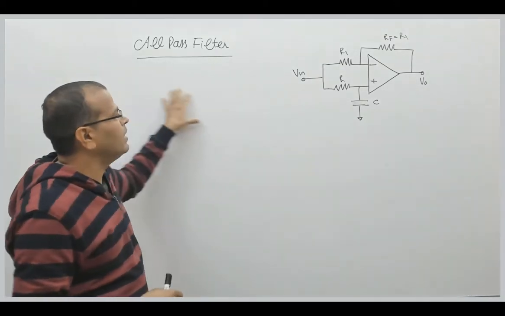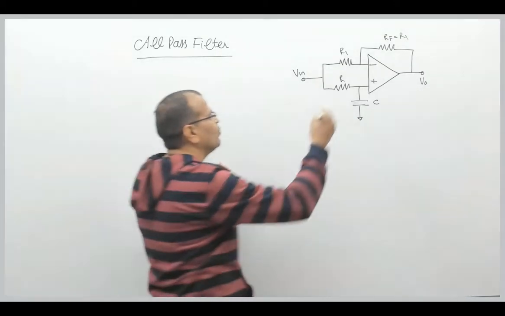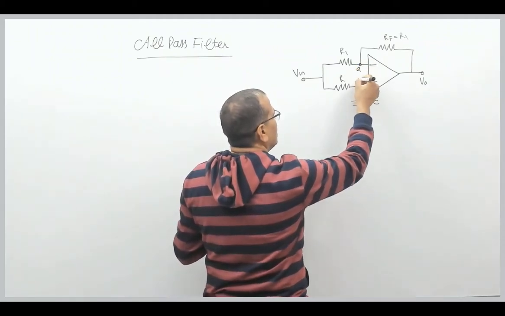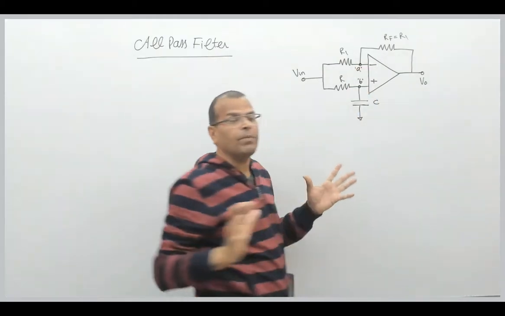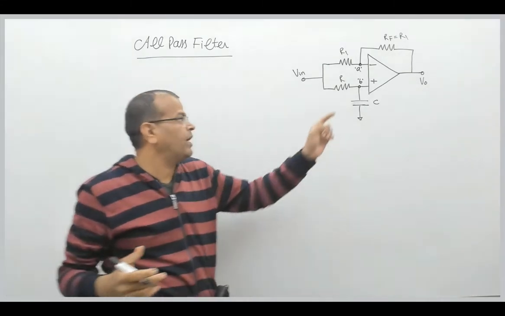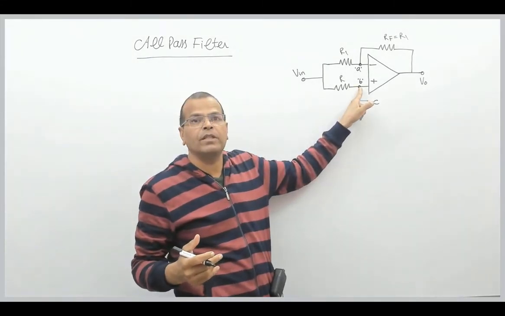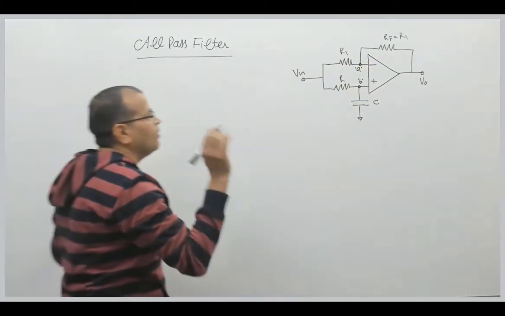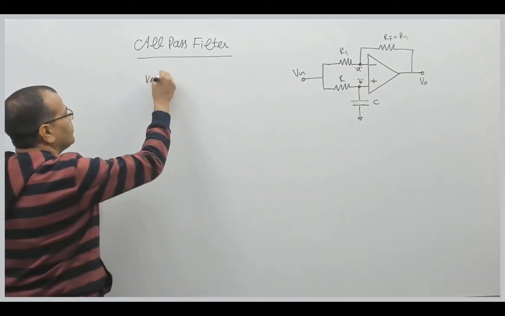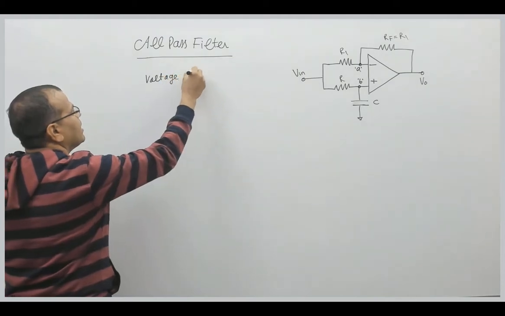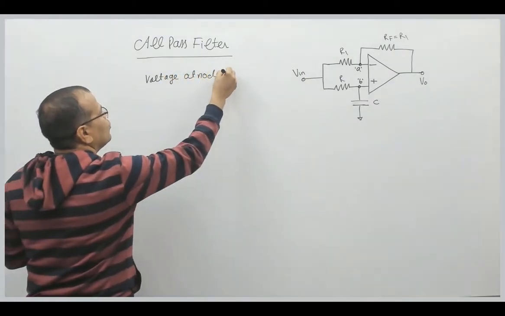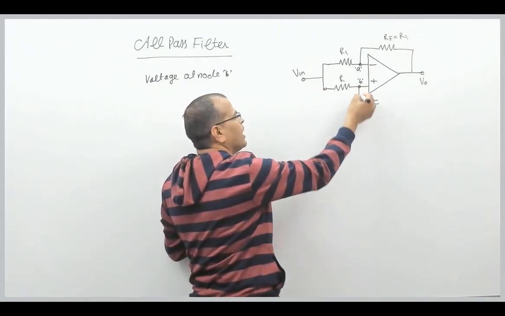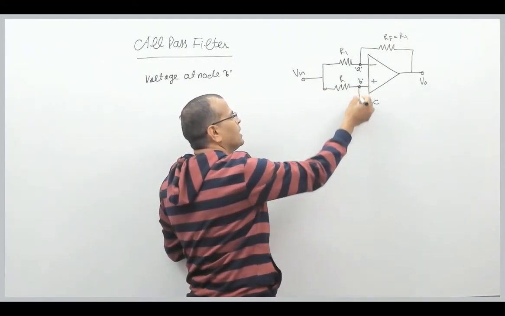So for analysis of this particular circuit, what do we do? Say this is node A, this is node B. For analysis of any operational amplifier circuit, we find the voltage at the non-inverting terminal first and then apply KCL at node A. So what is the voltage at node B? The voltage here is V in. So the voltage at node B is nothing but the voltage across this capacitor.